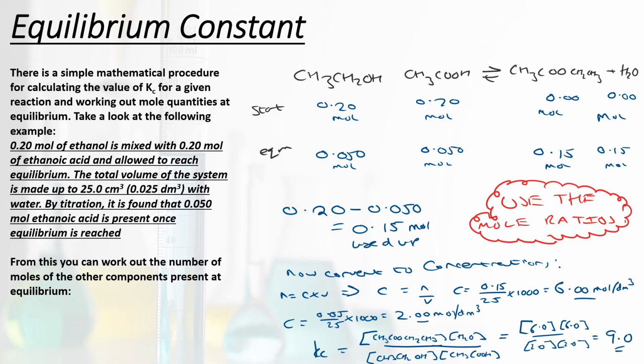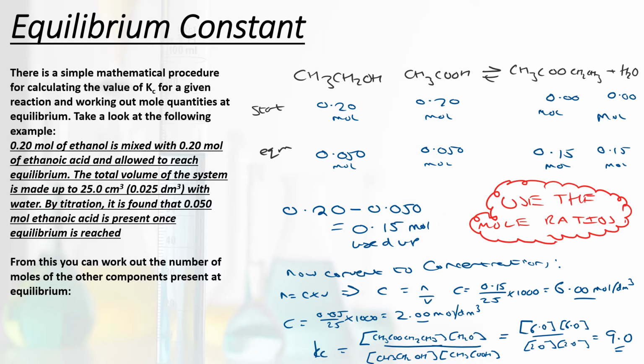So we can actually calculate the value of an equilibrium constant, Kc, from knowing the concentrations and sometimes the moles that we have in our reaction. And so there's a simple mathematical procedure for calculating the value of Kc for a given reaction and working out the mole quantities at equilibrium. So I'm going to go through an example of the way that I would do these types of questions. So let's say the question is this.